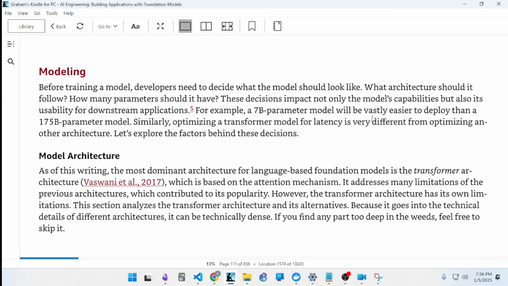Model architecture. As of this writing, the most dominant architecture for language-based foundation models is the transformer architecture, which is based on the attention mechanism. It addresses many limitations of the previous architectures, which contributed to its popularity. However, the transformer architecture has its own limitations. This section analyzes the transformer architecture and its alternatives. Because it goes into the technical details of different architectures, it can be technically dense. If you find any part too deep in the weeds, feel free to skip it.